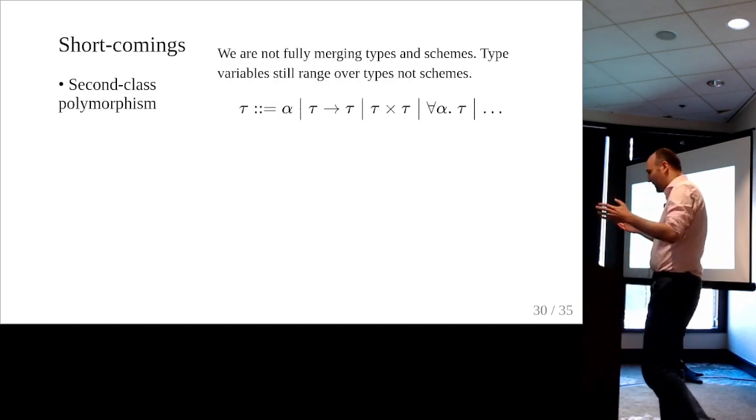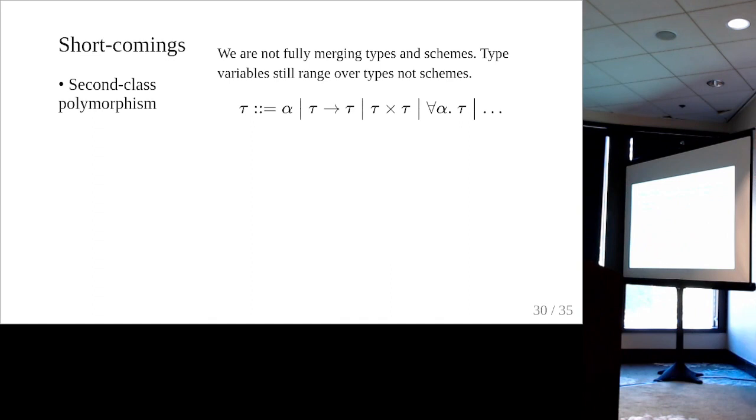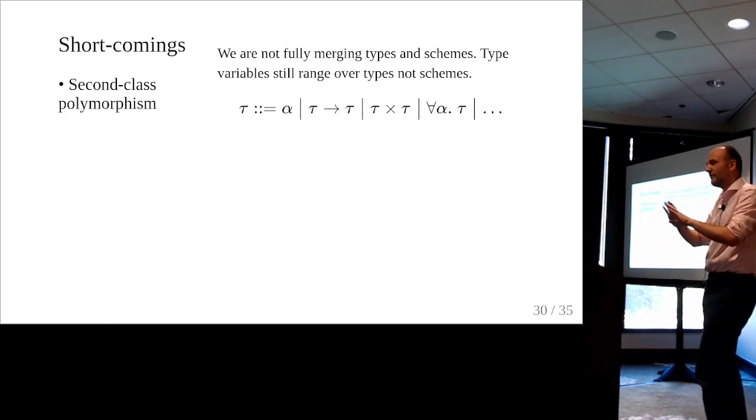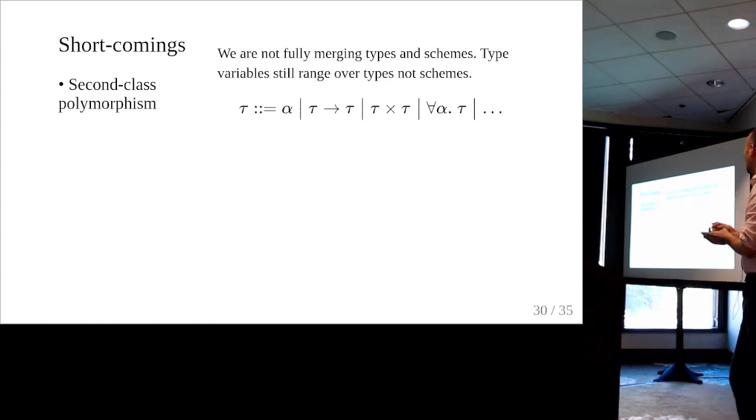So now, shortcomings and related work. The first thing is this is very much not first-class polymorphism. This is still second-class polymorphism. We have not merged the type and scheme languages together to allow schemes to appear freely everywhere. You can't have a list of identity functions or things like that. They're just appearing in the parameter position.